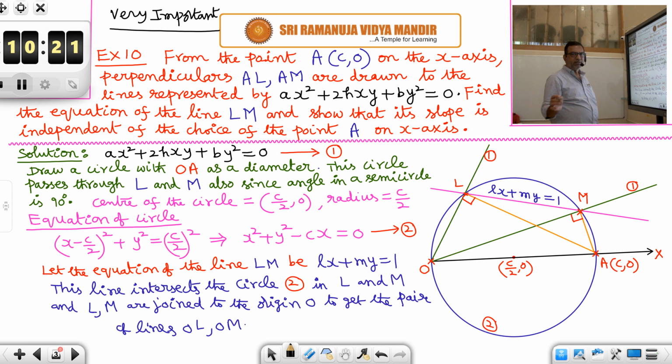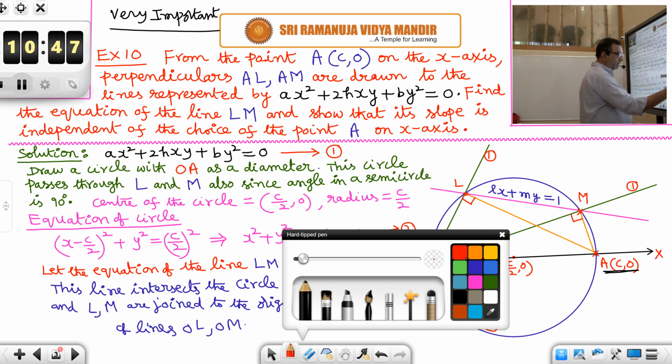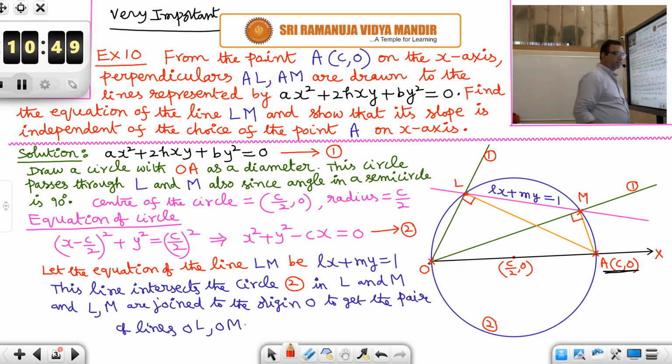In the diagram I have drawn a circle. Just forget about that circle. Don't see the circle, because the circle is not there originally. Later we have drawn it. So see the origin here. Through the origin I have drawn the x-axis. In the question it is said, from the point A (c, 0) on the x-axis. So I have marked A (c, 0) on the x-axis here. The y-axis is not necessary.